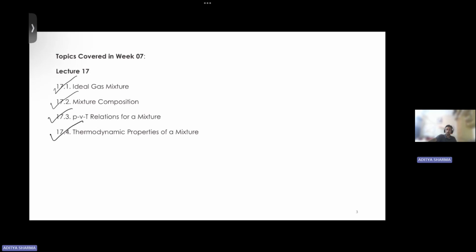And if we have, for example, internal energy of different components, then how do we find internal energy for the whole mixture? If we have enthalpy for different components, how do we find for the whole mixture? If we have entropy for the different components of the mixture, how do we find for the whole mixture? So all these formulae we saw in this particular topic.